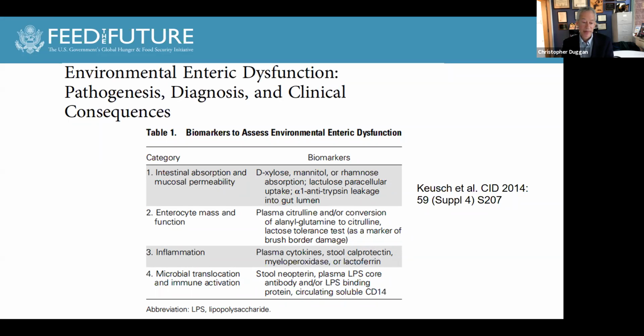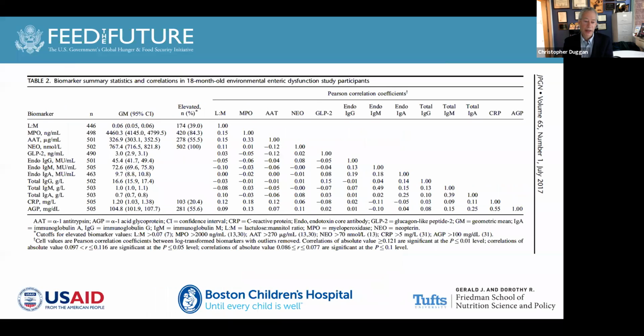Next slide. The disappointing news is shown in this slide, which is a bit confusing with a lot of numbers, but let me back up and just say that these are data from Rebecca Campbell and Parul Christian and colleagues in rural Bangladesh. And in the setting of a cluster randomized trial of complementary foods, they evaluated measures of environmental enteric dysfunction at 18 months of age in children who had participated in their trial.